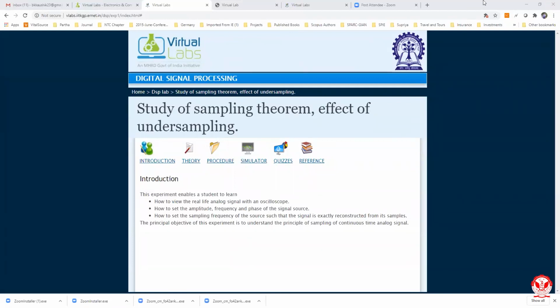So after the brief introduction to the initiative for the virtual lab, now we will proceed to the DSP lab. So we will perform our experiments one by one. Let us start with the first one.